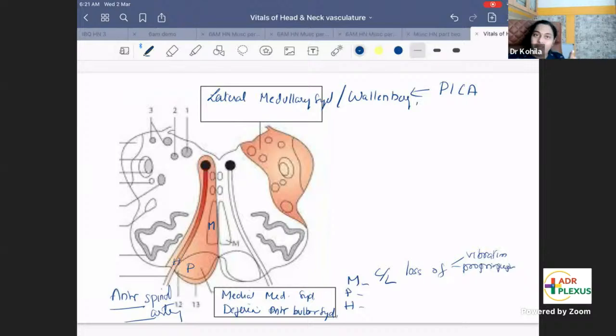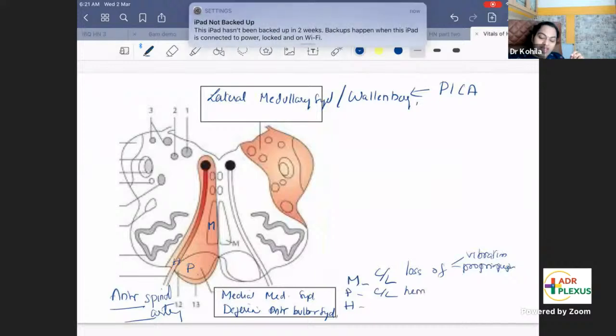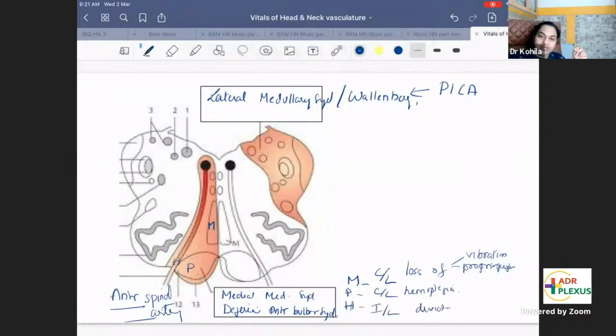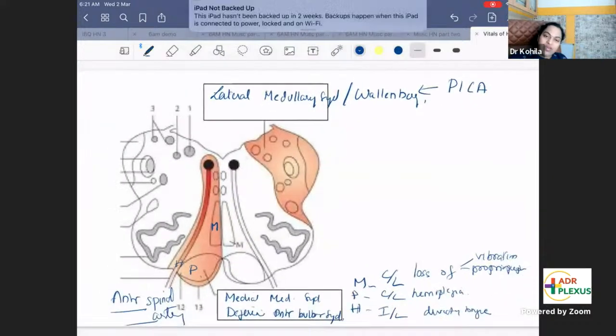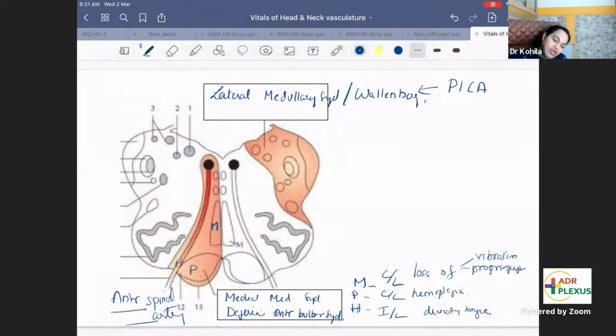P is your pyramid. Pyramid is also crossed, right? So contralateral hemiplegia. And the hypoglossal nerve, ipsilateral deviation of the tongue. Okay. Now, how to remember lateral medullary syndrome? Which one is more vast? The structures involved in the lateral medullary syndrome are more vast than in the medial medullary syndrome.